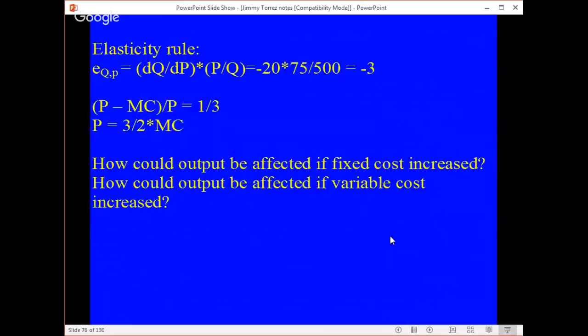So that's the change in Q over change in P, negative 20, times P, which we know is 75, divided by Q, which we know is 500, gives us an elasticity of negative 3. And like I said a while ago, P minus marginal cost divided by P gives us 1/3. Solving for P in this equation gives us P is equal to 3/2 marginal cost. So 3/2 is 1.5. So basically the markup here is 50% over marginal cost, 1.5.